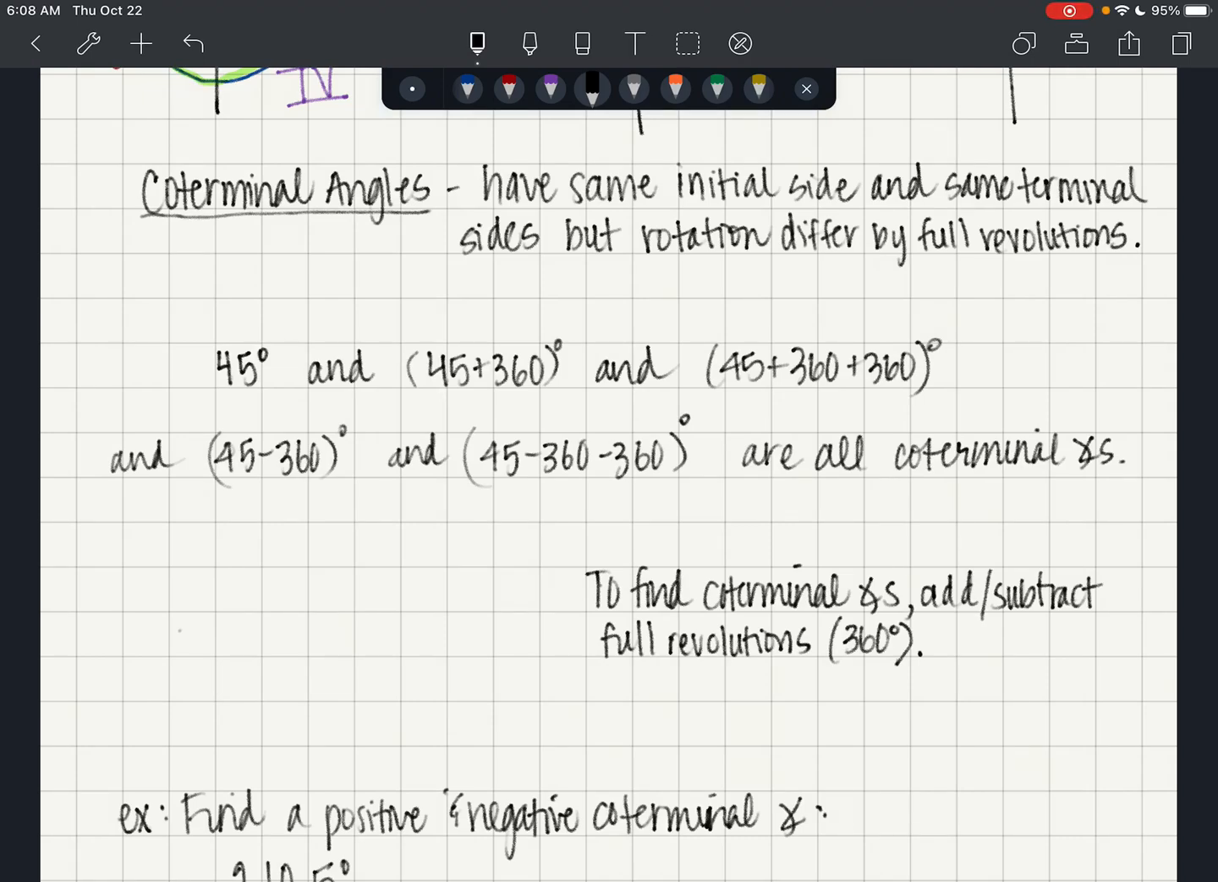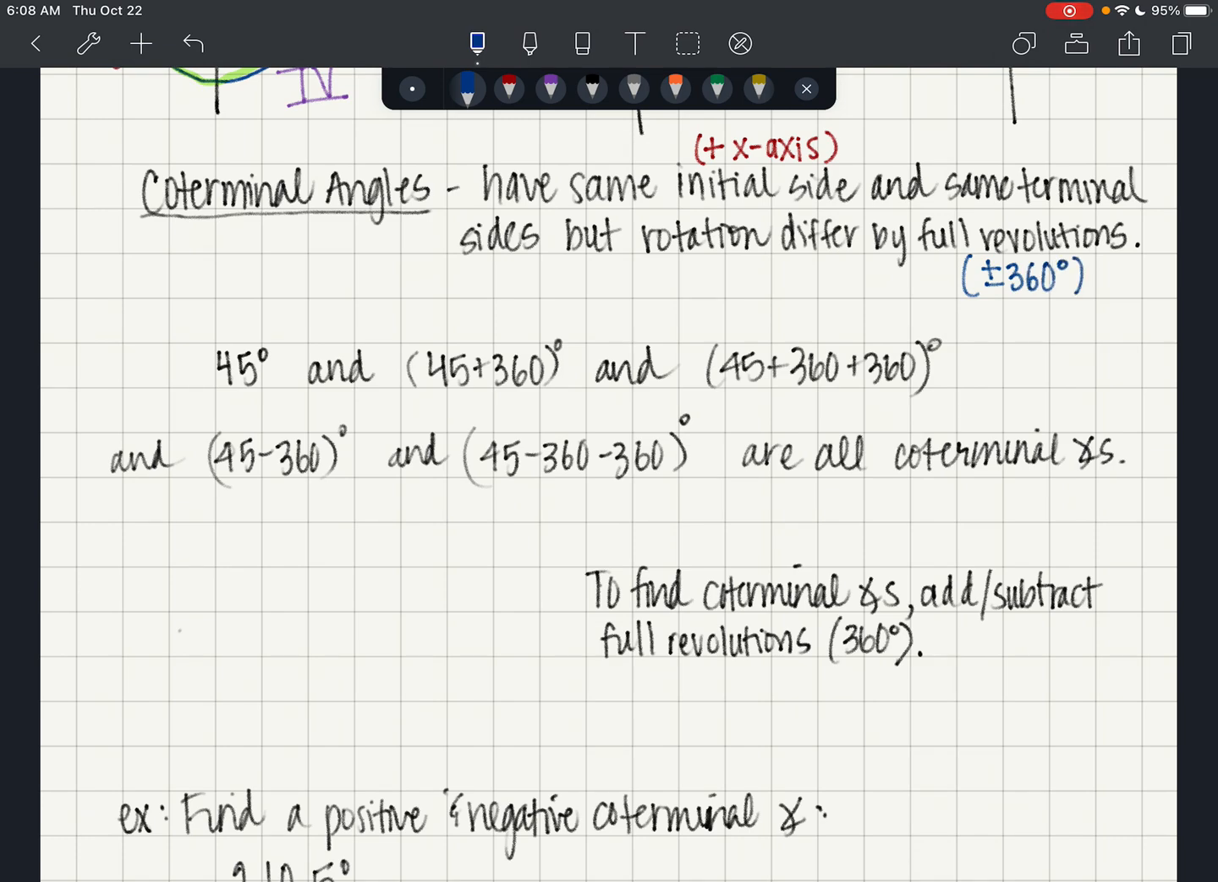We're going to work with coterminal angles. Coterminal angles have the same exact initial side, which is the positive x-axis, and the same exact terminal side, but the rotation differs by full revolutions. And full revolutions are going to be plus or minus 360 degrees.